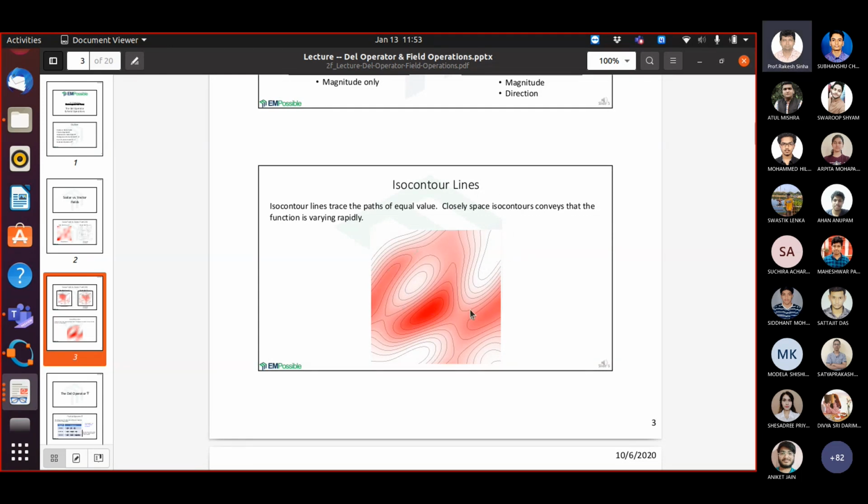And this isocontour line representation is not only done with the isocontour lines, but we also represent the field strength using a color map. This type of representation can easily be done using MATLAB. We'll provide some assignments so that you will be able to draw this type of curve. It is not a big deal.